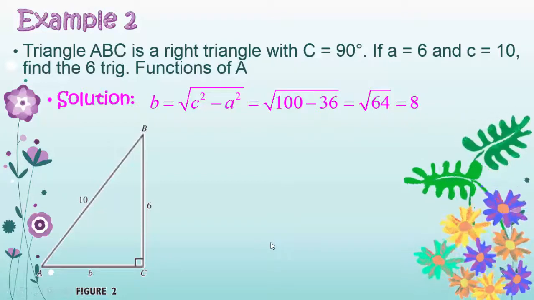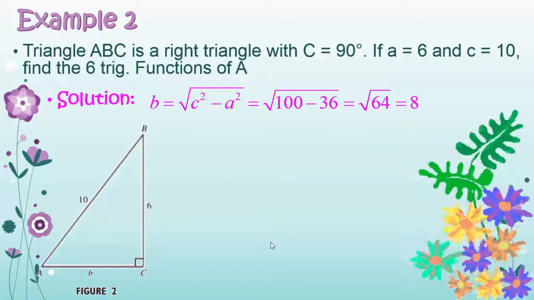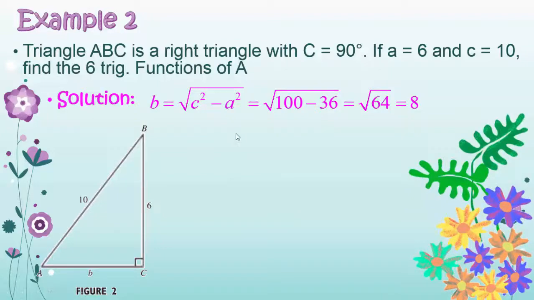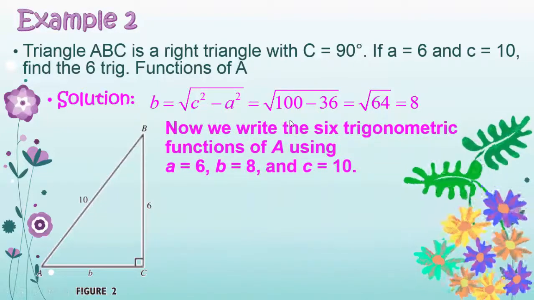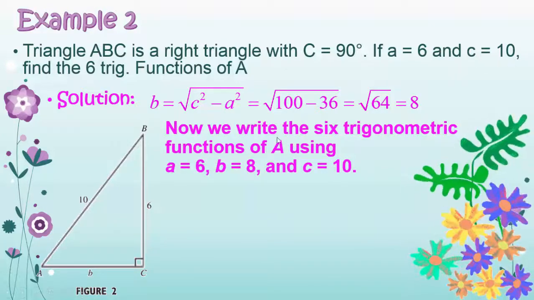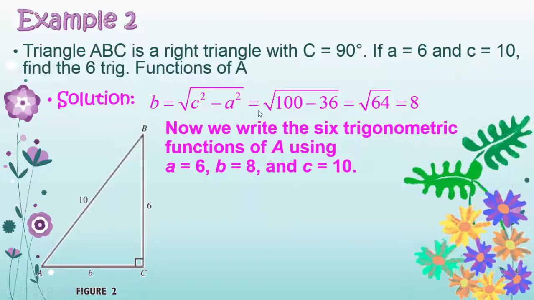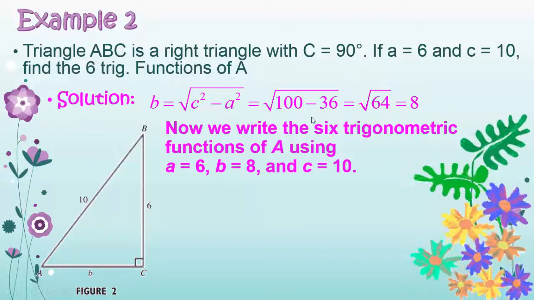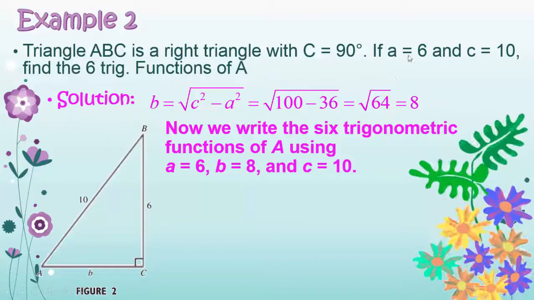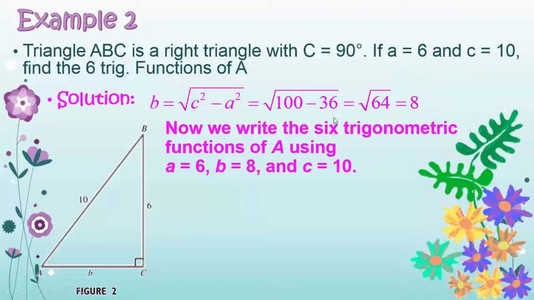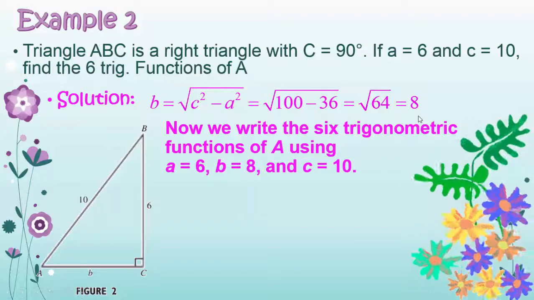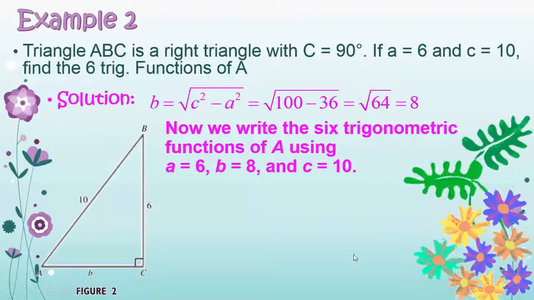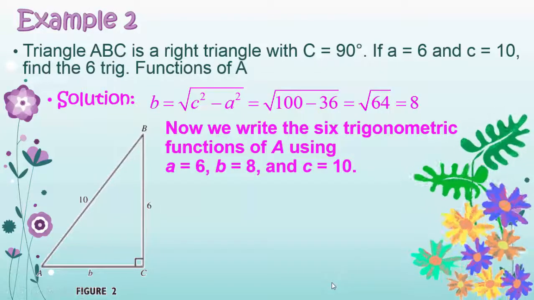So we use our Pythagorean theorem and we solve for B. We see that C squared, which is 100, minus 36, because when we solve for B we have to subtract. 6 squared is 36, so that gives us 64, and so we get 8. So now we're going to look for the trigonometric functions.